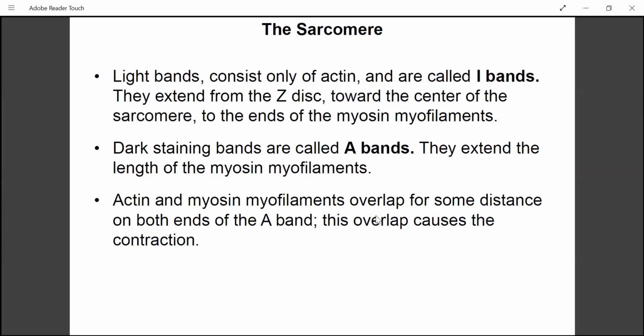As I said, I'm not going to really test you on I bands and A bands, but this slide just fills you in on what they are. Our lighter bands are the actin, our thin filaments. We call these I bands. Our darker bands are known as A bands, and they are the length of our myosin or thick myofilaments. Our actin and myosin do overlap somewhat in our A band, and at this overlap is where our contraction actually occurs.